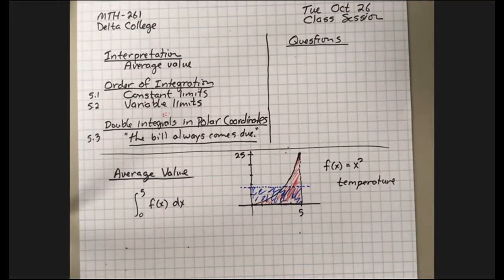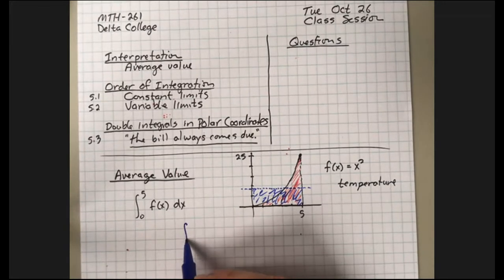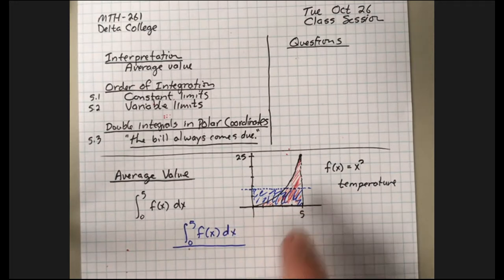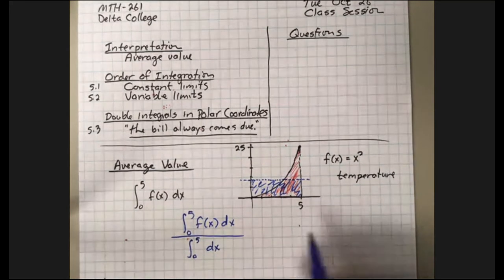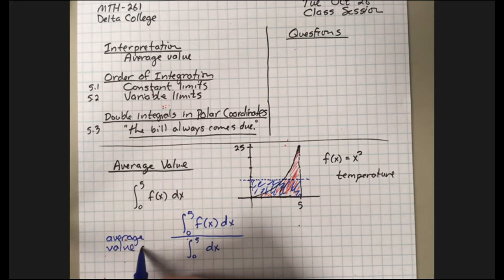And that's not hard to figure out because all you have to do is take the integral of f of x dx, the area, and divide by the length 5. But I'll write that length in a suggestive way: the integral from 0 to 5 dx. This is called the average value of f on the interval from 0 to 5.